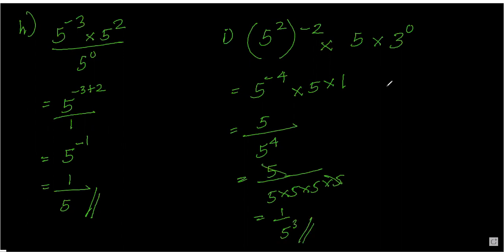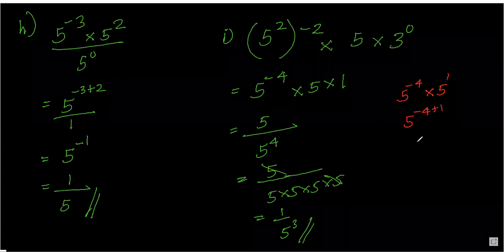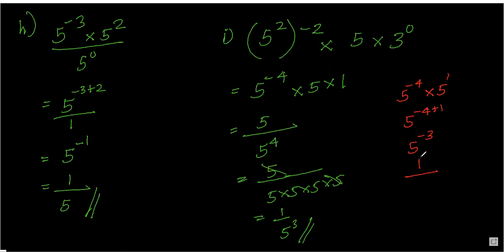Even no need to do like this, but you can do like this also. This one, 5 to the power minus 4 into 5, it means 5 to the power minus 4 plus 1, 5 to the power minus 3. 1 over, take this negative index below the line, 5 to the power 3. Even you can write 1 over 5 to the power 3, that is 5 times 5, 25, times 5, 125. You can write like this.